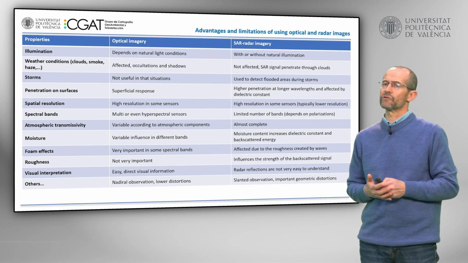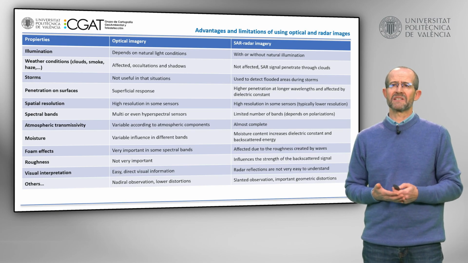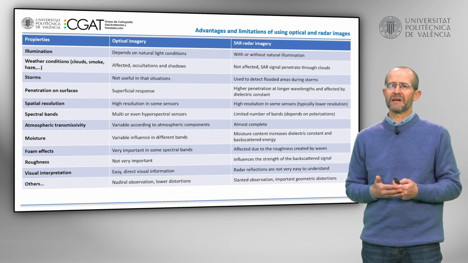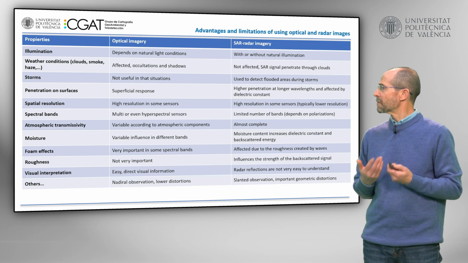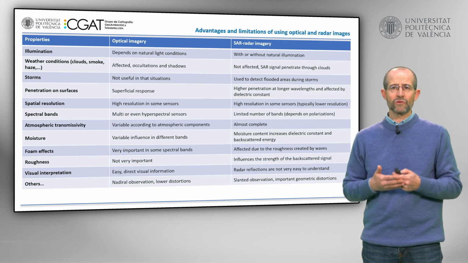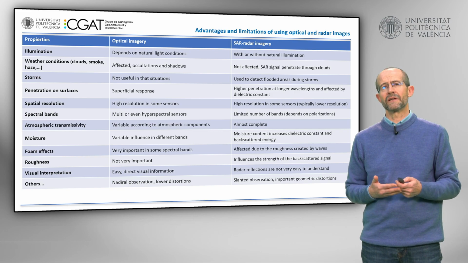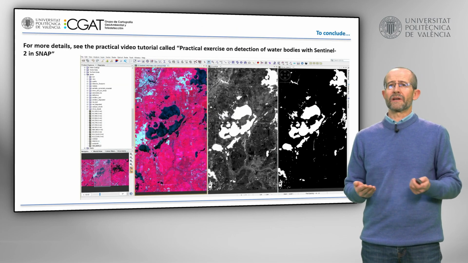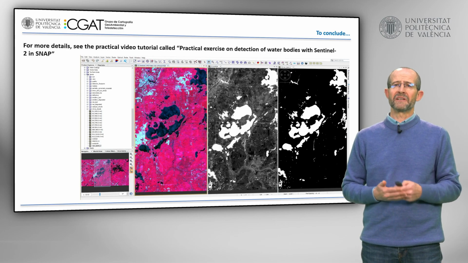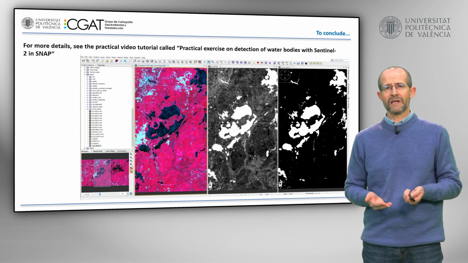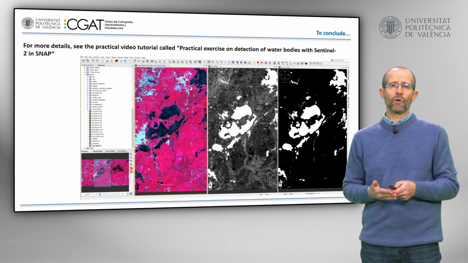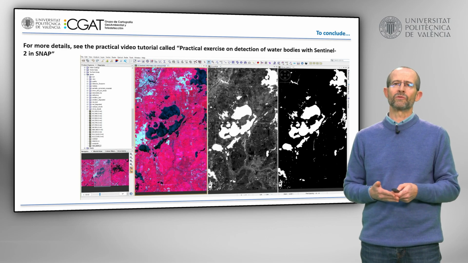As a conclusion to the two videos presented on the identification of water bodies, this table presents a comparison of certain properties of optical and radar images, depending on the objectives pursued as well as the possibility of access to remote sensing products. The user must analyze the advantages and disadvantages of using optical images or radar images. The results shown above have been obtained using the SNAP software. In the video tutorial called Practical Exercise of Water Bodies Detection with Sentinel-2 in SNAP, you can find the detailed process to obtain a binary product.